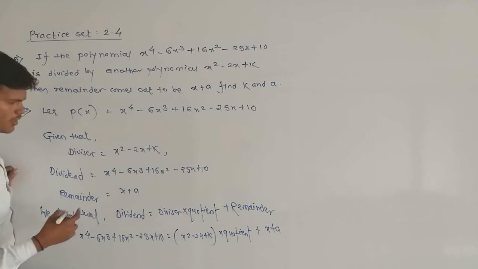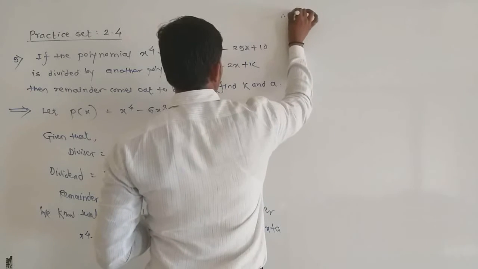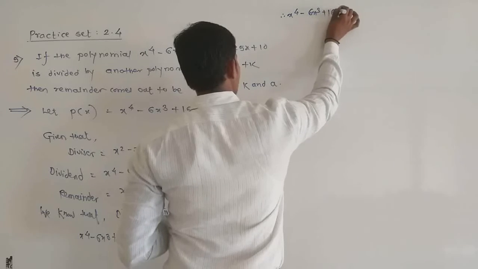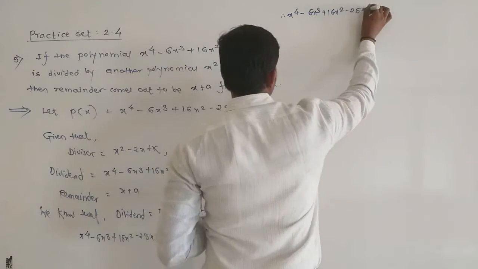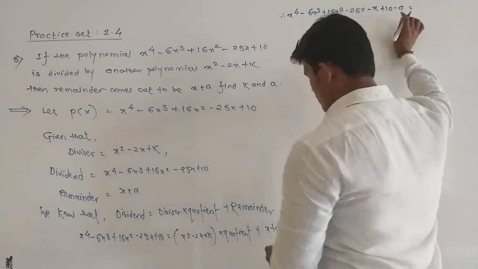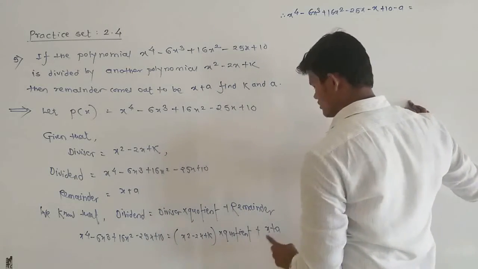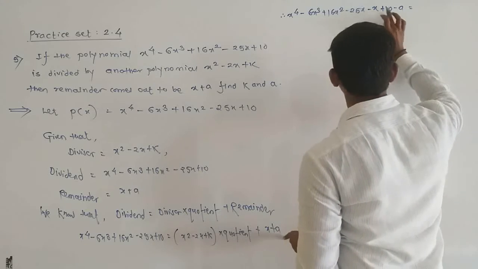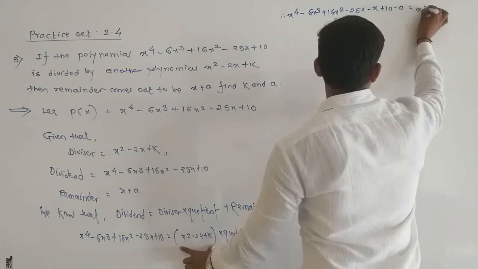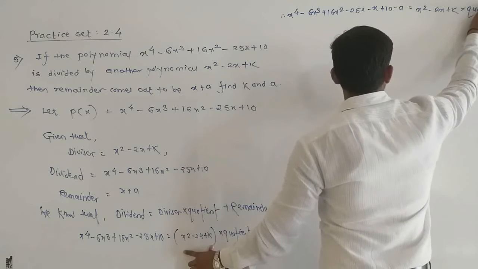Okay. Now collect the like terms. So we get x raised to 4 minus 6x cube plus 16x square minus 25x minus x plus 10 minus a is equal to, here x plus a is positive, goes to the opposite side, so their sign changes. So plus x is nothing but minus x, and plus a is nothing but minus a. Okay, is equal to x square minus 2x plus k into quotient.